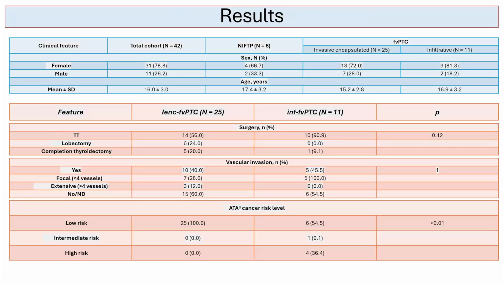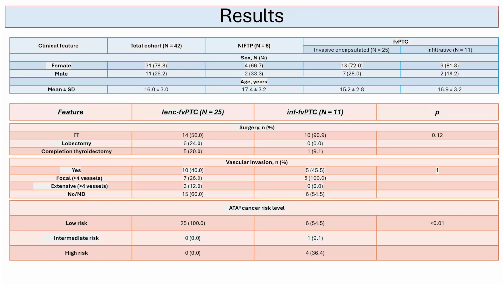Now, when you look at the features of invasive, encapsulated, and infiltrative follicular variant, you can realize there are differences in the amount of vascular invasion. When you're looking at focal, which is less than 4 vessels, and extensive, which is greater than 4 vessels, I do want to point out that there are only a few studies which focus on this, but this really needs further workup in the future.